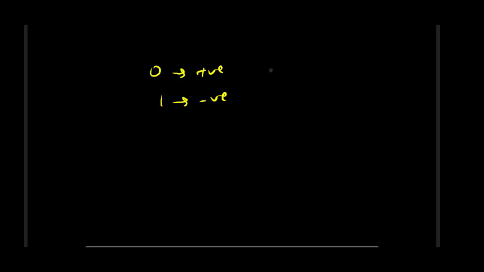Suppose we are writing this: 0 0 1 0 0 1 1 1. If this is any number, then the first bit is actually the sign bit, and the rest is the actual number. So 0 1 0 means it is 2, and 1 1 1 is 7. So this is actually plus 27.